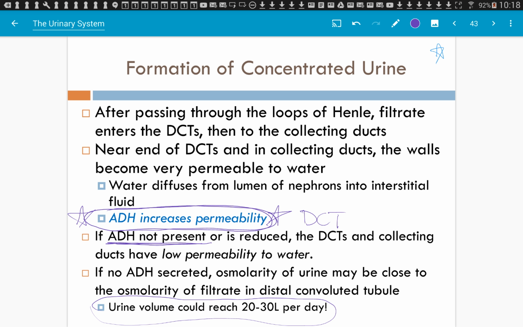So not having your posterior pituitary functioning properly and not releasing antidiuretic hormone when it needs to be could be very, very bad for you. Can you survive? What do you think? Can you survive if you're producing 20 to 30 liters of urine a day? You would get very dehydrated very quickly. I mean, that's serious stuff. Unless you're drinking more than that, you're going to have trouble. You need to go to the hospital for sure.